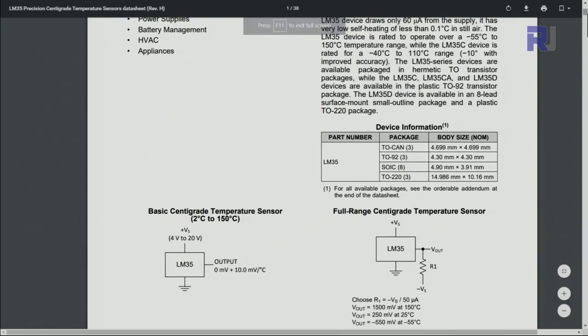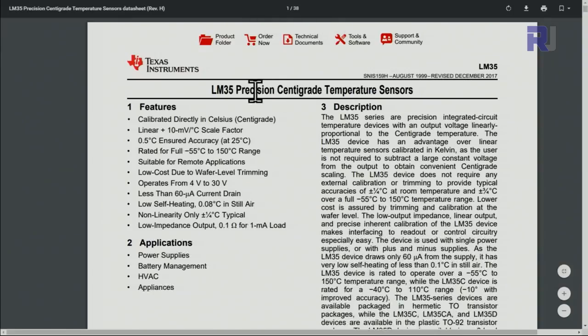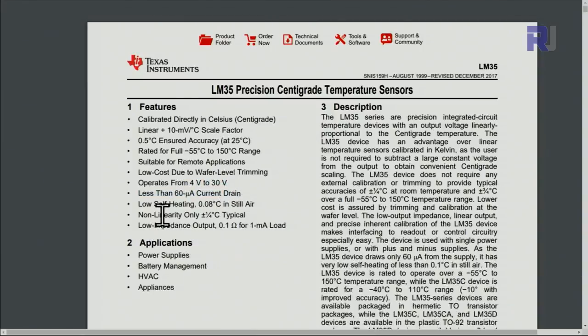And here is the data sheet for this. It's a precision centigrade temperature sensor. With this, you can measure from minus 55 to 150 degrees Celsius, and accuracy is 0.5 degrees Celsius at 25 degrees. The current that it needs is 60 microamperes. The voltage that it can operate on is from 4 to 30 volts, not 20 volts.